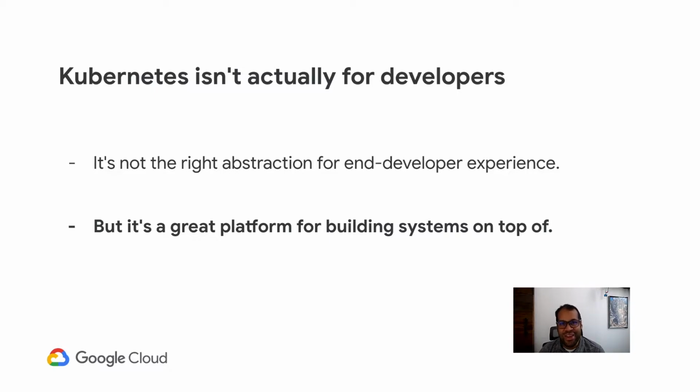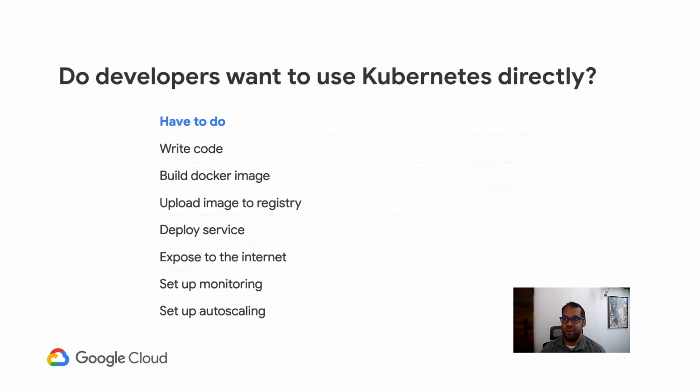Kubernetes really isn't for developers, at least not out of the box. It's not the right abstraction for the end developer experience. It's great if you want to build a platform. It makes it so much easier to build a platform, but it's not for building apps. If you don't believe me, let's take a look at this. Anybody here who's used Kubernetes will be able to tell you that if you want to deploy an application, these are all the steps you have to take, and these are just the basic steps. There are additional steps there as well. You know, exposing to the internet can also include setting up Istio, standing up Ambassador, Nginx, all of that fun stuff.